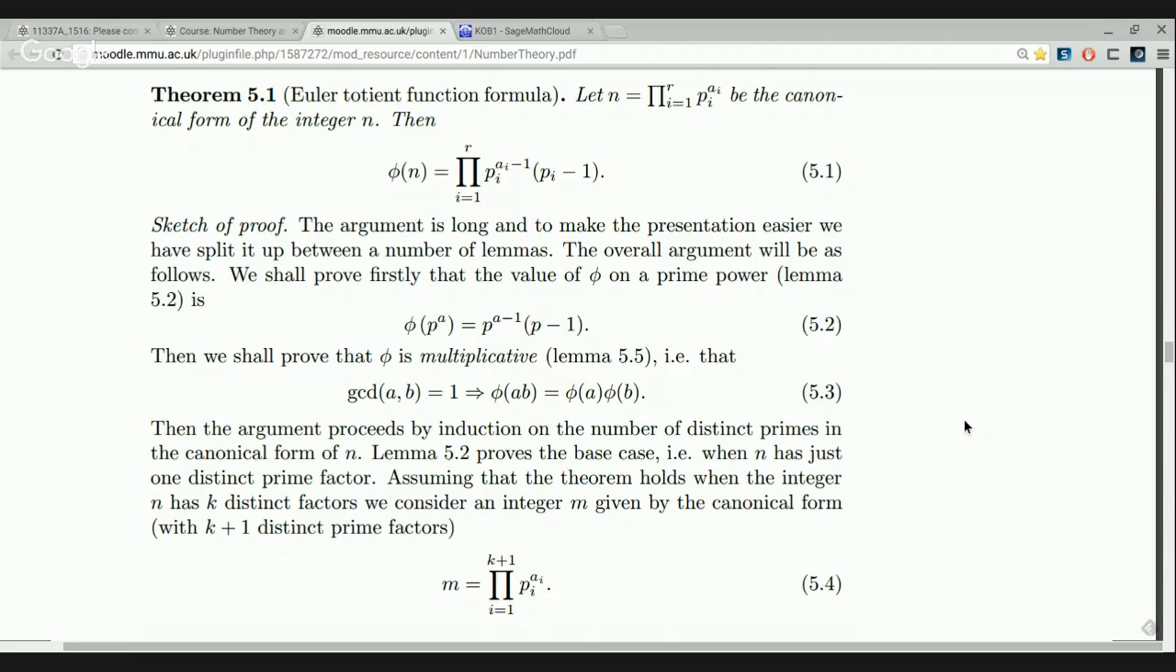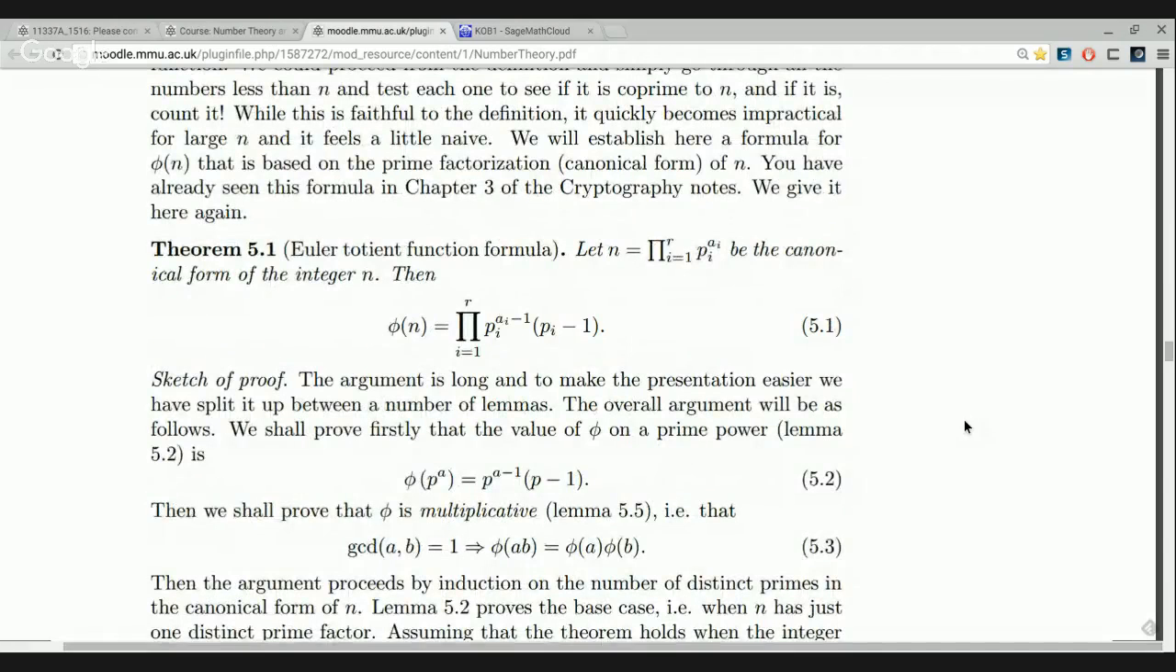Now, given this formula up here, this is what we expect the value of phi of p to the power a to be. It's just the case of this formula here where r is equal to 1. The product as i goes from 1 to 1, so really it's just one term: p to the a minus 1 times p minus 1. So we'll establish that it's true for powers of primes. And then we'll make the leap and say, well, if it's true for powers of primes, therefore it must be true for every integer, because every integer comes packaged up as a product of powers of primes.